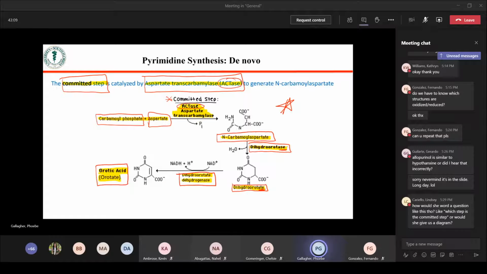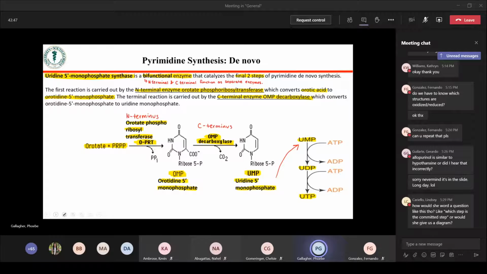So Lindsay, how would she word a question like this, though? Which step is the committed step, or would she give us a diagram? She wouldn't give you a diagram. She probably would ask you, not as directly as which is the committed step, but she would maybe put it into a vignette or something like that, and tell you the enzyme or whatever is the product or reactants. So hopefully that helps. But yeah, she really does like you to tell her what the enzyme is.